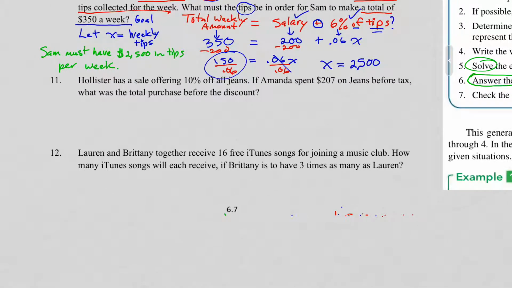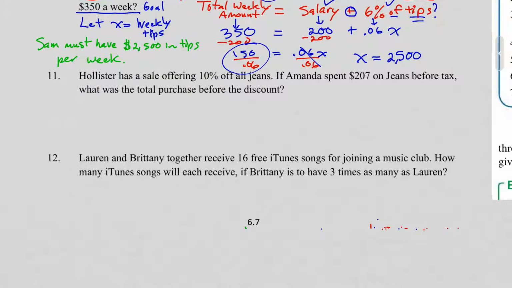Okay, let's take a look at number 11. So Hollister has a sale offering 10% off all jeans. If Amanda spent $207 on jeans before tax, what was the total purchase before the discount? All right. So what is going on here? We have somebody spending money, all right? But the amount that is paid is less than the original amount. How do I know that? Because there's a sale going on, and that sale is 10% off.